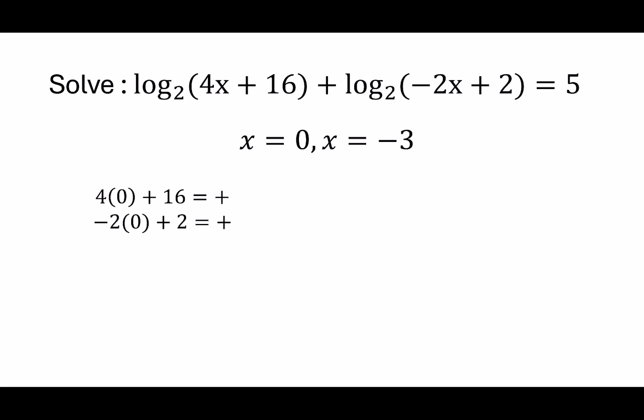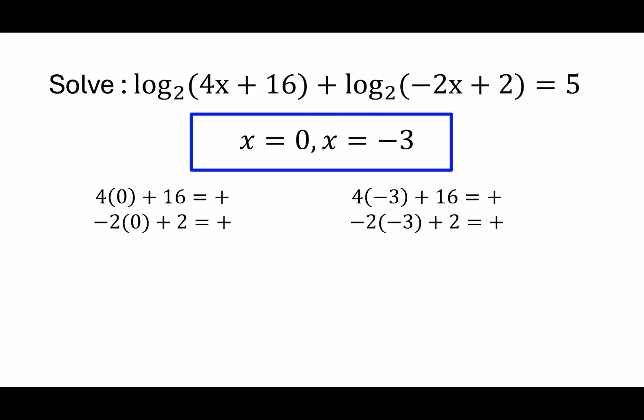That says 0 is a solution. When I look at negative 3, 4 times negative 3 is negative 12 plus 16, that's positive, and negative 2 times negative 3 is positive 6 plus 2 is still positive. This tells me that both the 0 and the negative 3 are solutions to this equation.